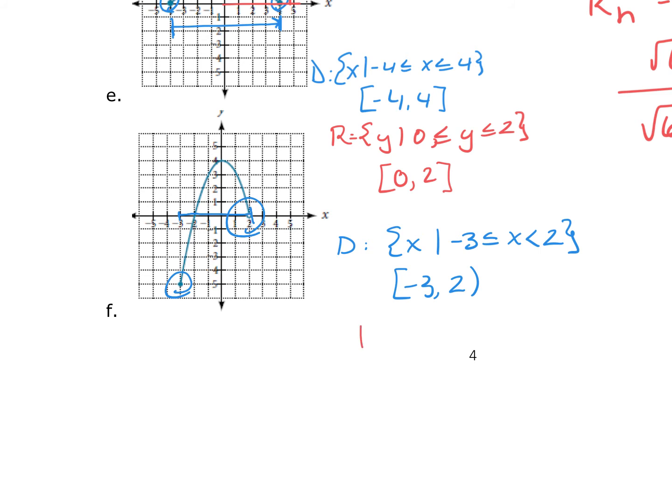My range, first time I see it is right here. I go all the way up to 4. And you're saying, wait a minute, you see 2 has an open dot. Yeah, 2 right here has an open dot, but on this side, when y is -5, that's closed. So my range is going to go from -5 to 4 inclusive. So this is going to be y such that -5 is less than or equal to y, which is less than or equal to 4, or in other words, from -5 to 4.